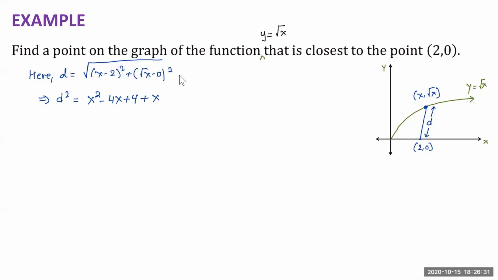So let me consider that d squared as uppercase D of x. I'm replacing d squared by D of x and simplifying the right-hand side: x squared minus 3x plus 4. So this distance will be minimum if this D of x is minimum. That is something we need to note. d is minimum when D of x is minimum.